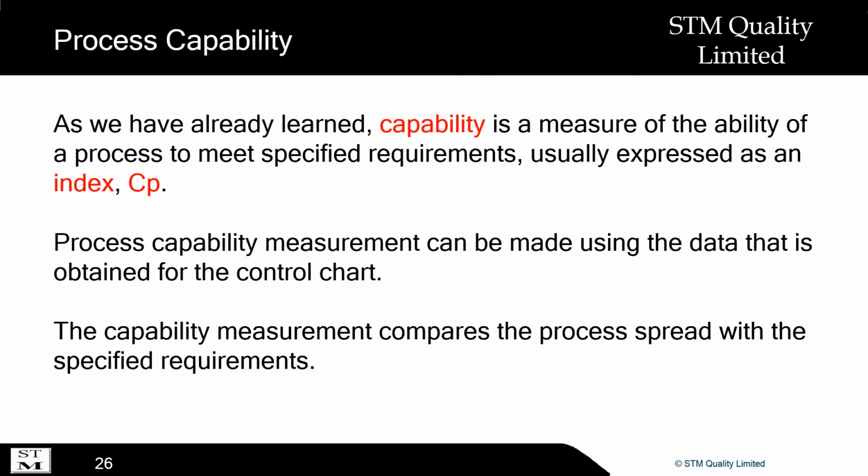As we have already learned, capability is a measure of the ability of a process to meet specified requirements, usually expressed as an index, CP. Process capability measurement can be made using the data that is obtained for the control chart. The capability measurement compares the process spread with the specified requirements.